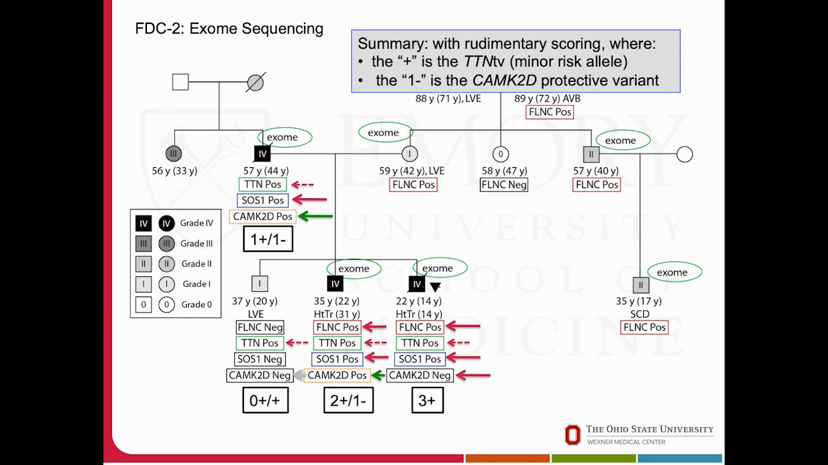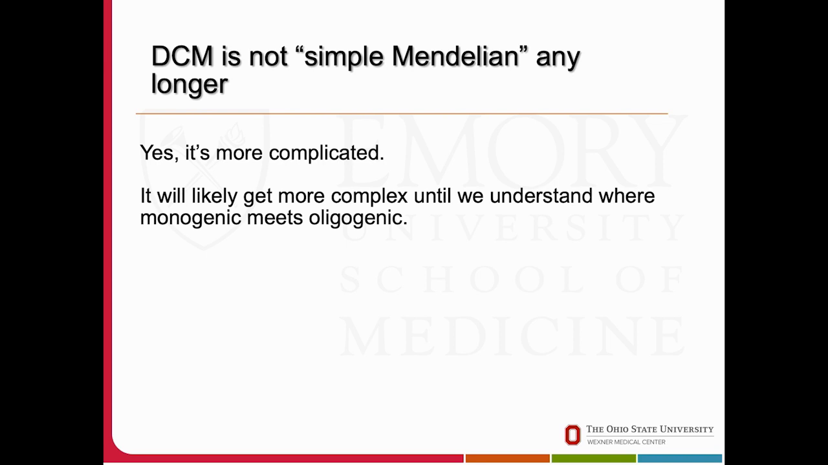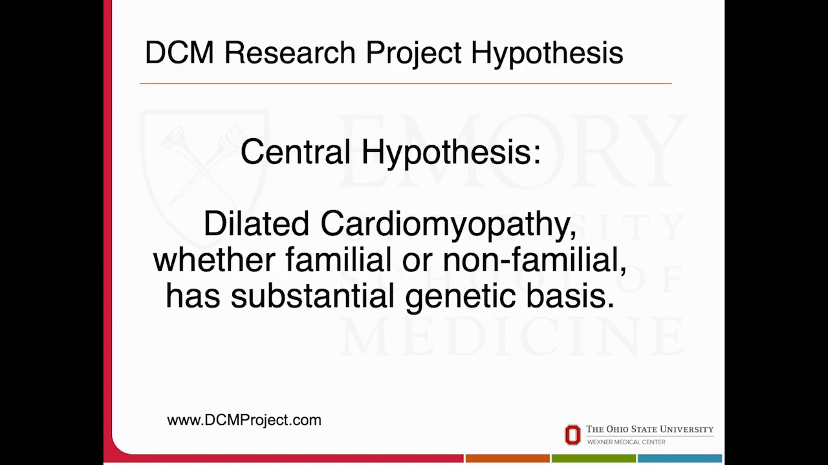So in summary, this is kind of a rudimentary scoring system, and I just throw it up. David had the worst, and his next older brother had the next worst, and his oldest brother really had very little, and Dad had some, and that's the story. So it's not simple. It's complicated. It will get more complex. We have to figure out what monogenic means versus oligogenic, and we have to create and test key hypotheses.